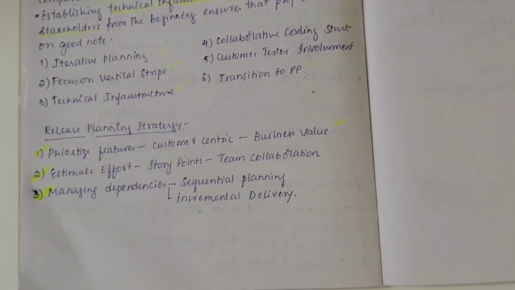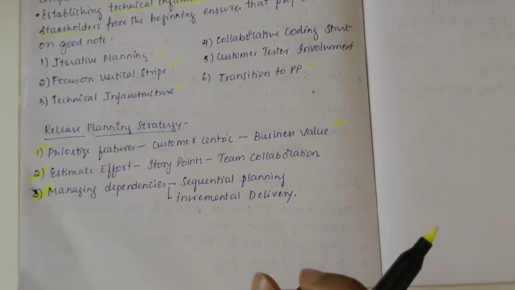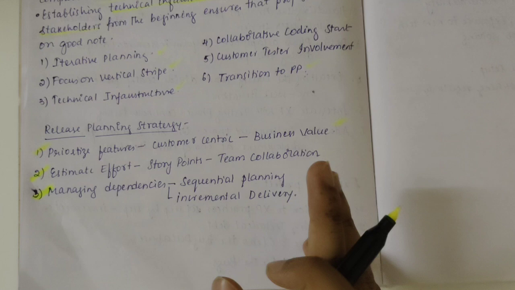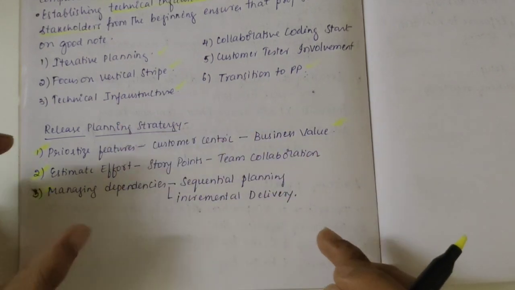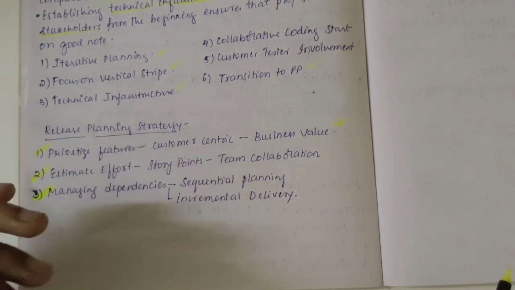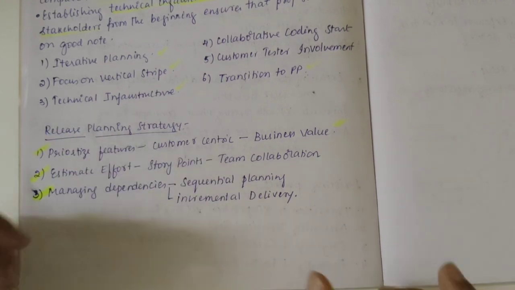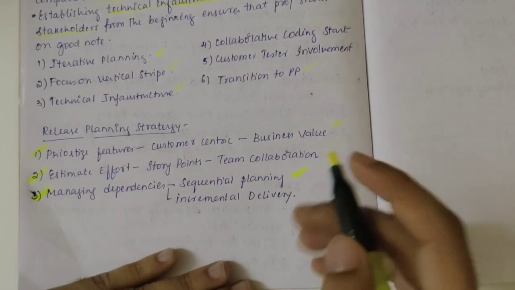Then we have managing the dependencies. Managing the dependencies can be addressed by sequential planning. That is, we have to identify and address the dependencies between the features early to avoid bottlenecks. Right from the start, we should plan, not entirely, but in each and every iteration we have to come up with a plan, so that if I complete this much in this particular week, I can move on to the further plan. Sequentially I am planning it.